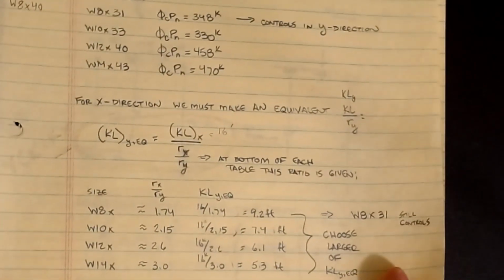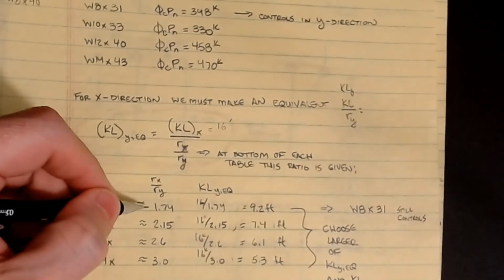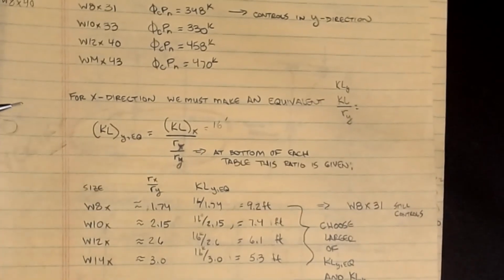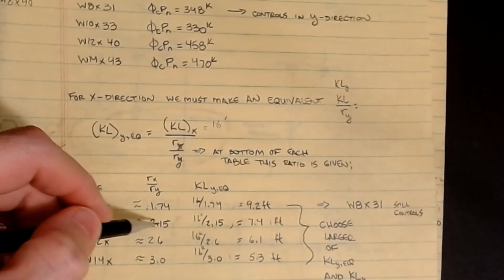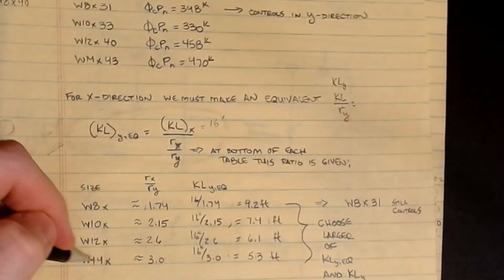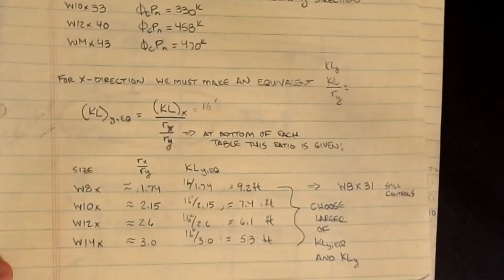So if I go back and look at these RX/RY values for the 8 families I just showed you, 1.73, 1.74, this would be a pretty safe first guess. For the W10s, 2.15 would be the lighter 10s. Okay, W12s, you'll see it's 2.6, W14s, 3.0. Again, there's some play in this, but it's kind of a dirty feeling on this.